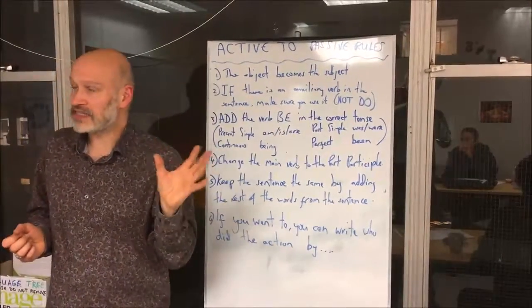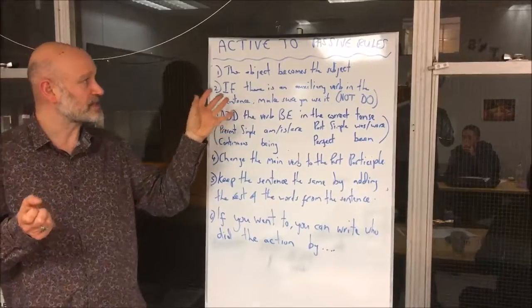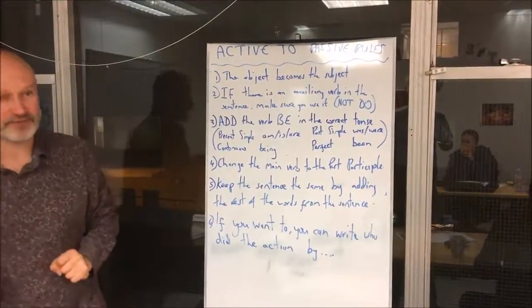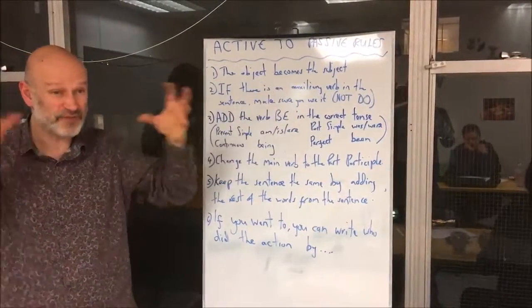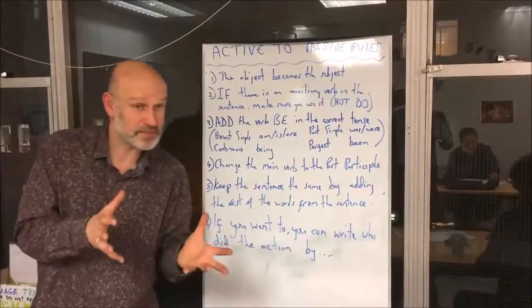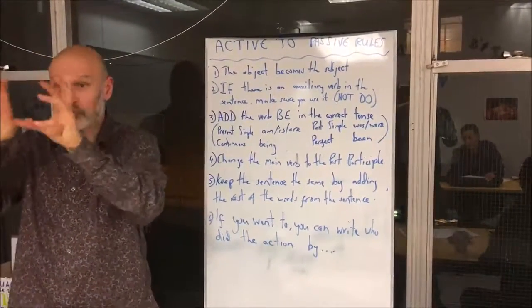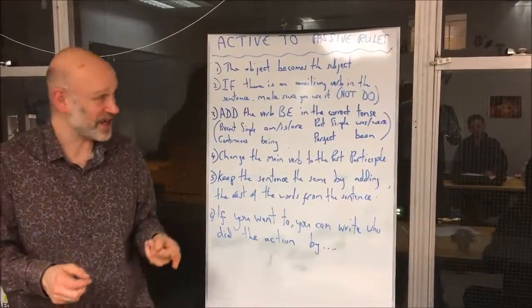When you change a tense from active to passive, the first thing you need to do is make sure that the object of the sentence becomes the subject of the sentence. Then you need to check to see if there's an auxiliary verb somewhere there, because we do sometimes use auxiliaries. And if there is, you need to make sure you use it. And that will become clearer next week when we start moving into different tenses.